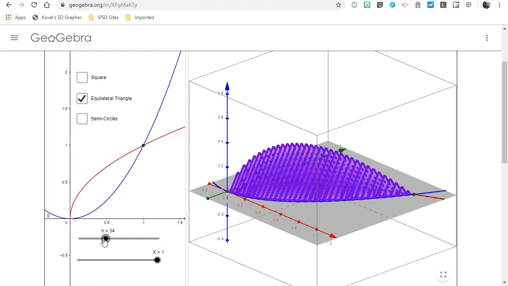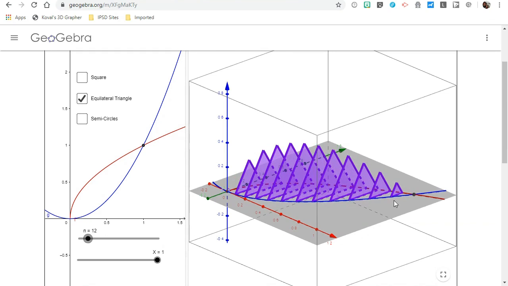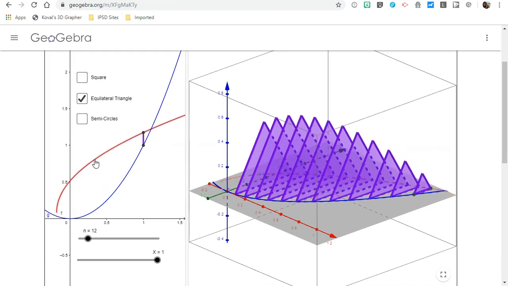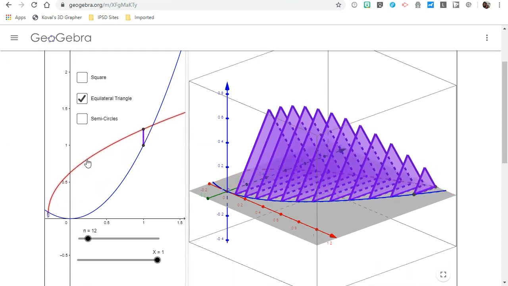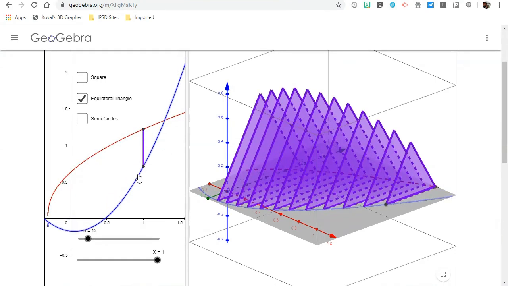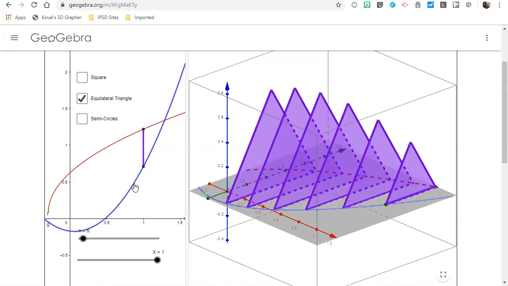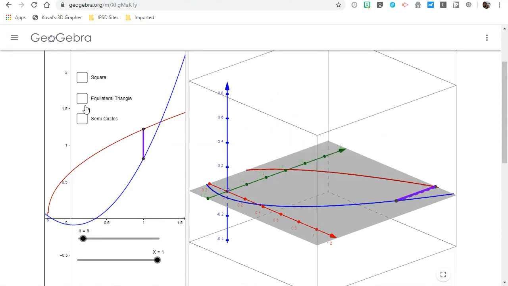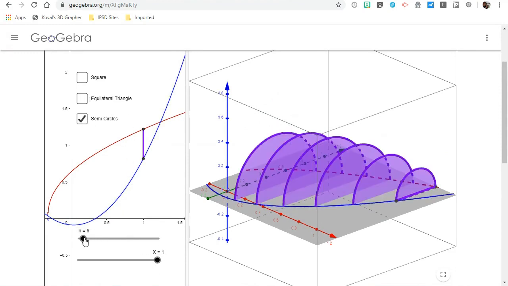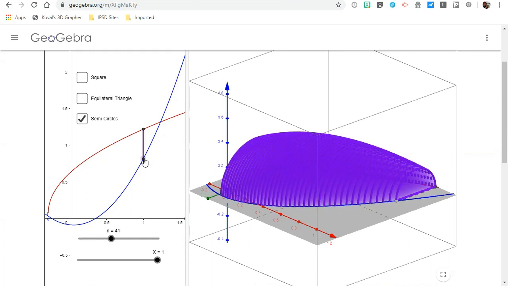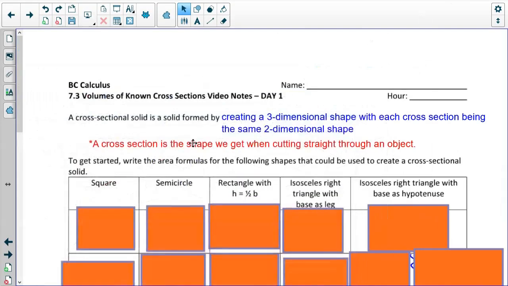And notice once again that each of these is an equilateral triangle, the size of which is changing based on the function that I have. So if I have a different function that's showing up, each of these equilateral triangles is going to end up being a different size. Finally, I can do the same thing with semicircles. And I have this situation that's showing up here. It's a solid that kind of looks like a tunnel of some sort. And so that's basically visually what's happening.